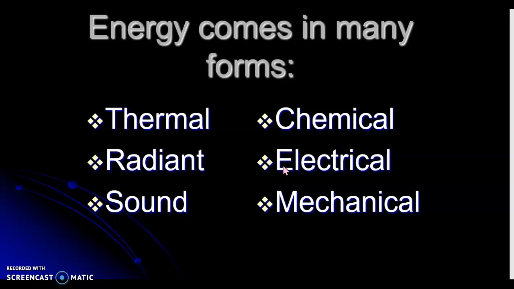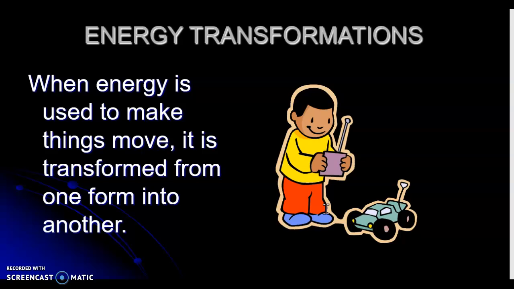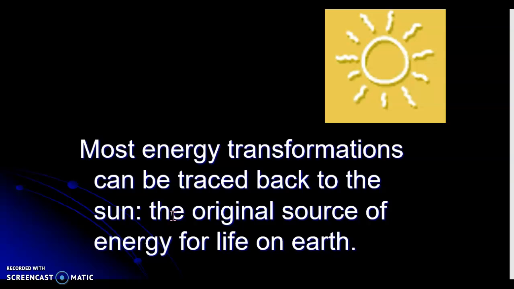So energy comes in many forms. You have the thermal, radiant, sound, chemical, electrical, and mechanical. When you say energy transformations, this is when energy is used to move or to make things move. It is transformed from one form to another. Most energy transformations can be traced back to the sun. And the original source of energy for life on Earth is the ultimate source of energy.